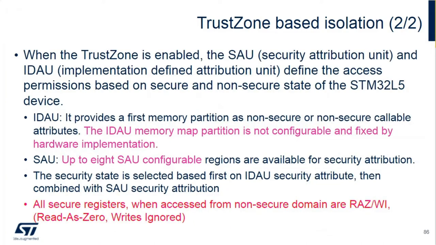This is a reminder summary slide of the TrustZone isolation from the previous lecture notes. But what's new here is the very bottom comment: all secure registers when accessed from a non-secure domain are RAZ/WI. Read as zero, writes ignored. So from the non-secure side, if you try to access memory or read peripherals and it's not configured correctly, you're going to get all zeros back. If you try to change something, it's basically ignored.